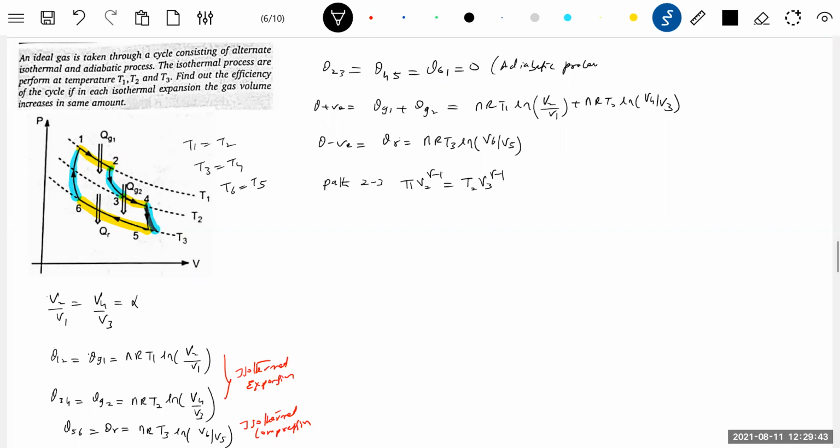Then similarly for path 4, 5, it will be T2 V4 gamma minus 1 equal to T3 V5 gamma minus 1. Path 6, 1, gamma minus 1 equal to T1 V1 gamma minus 1.